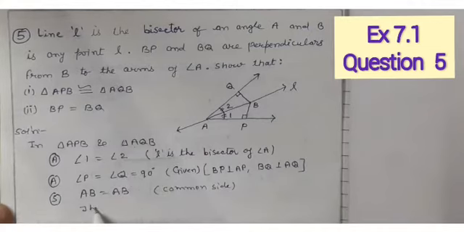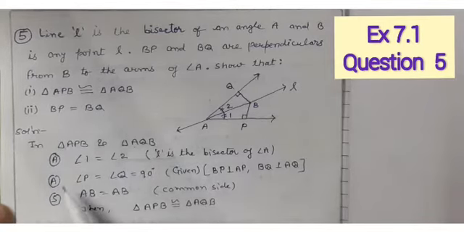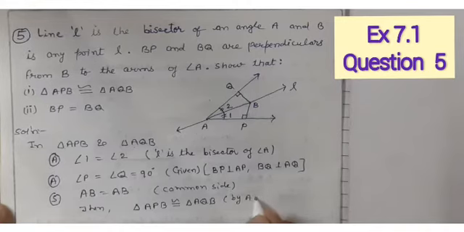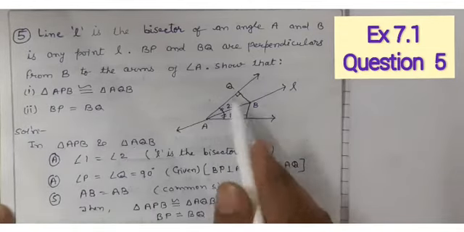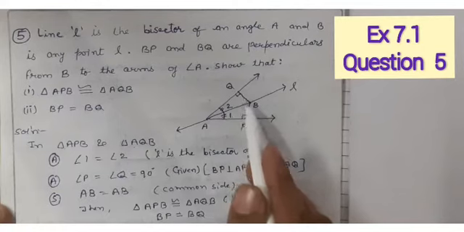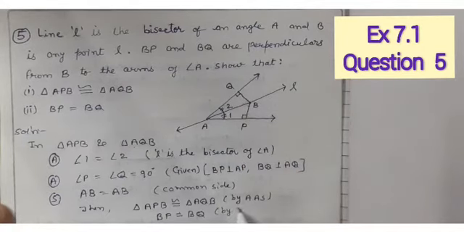Then what is the meaning? Triangle APB will be congruent to triangle AQB. What is the reason? By AAS. And because both are congruent, it means its corresponding parts of congruent triangles should be equal. So BP is equal to BQ because these two triangles are congruent. So this side will be equal to this side by CPCT. This is the answer.